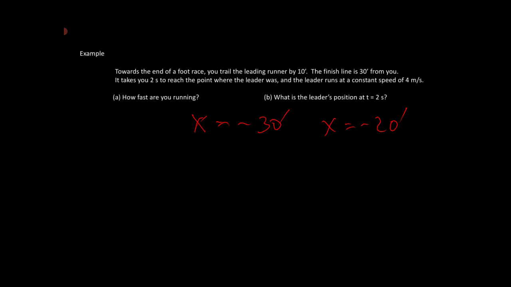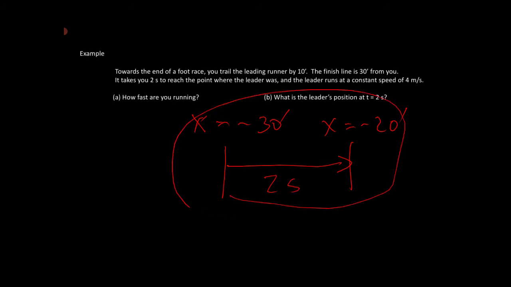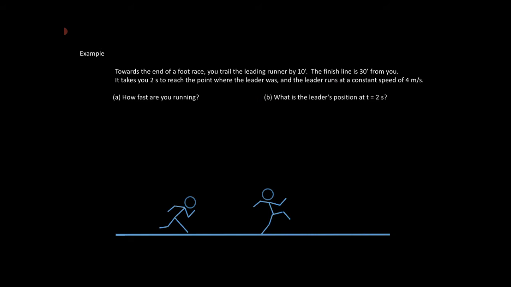Now what we want to do is say, okay, if it's going to take you 2 seconds to reach the point where the leader is, first, how fast are you running? And second, where is the leader after those 2 seconds, if the leader is moving at 4 meters per second? We talked about Zeno's paradoxes and stuff like that. This is sort of what would go into a mathematical analysis of that, if you really wanted to do one.